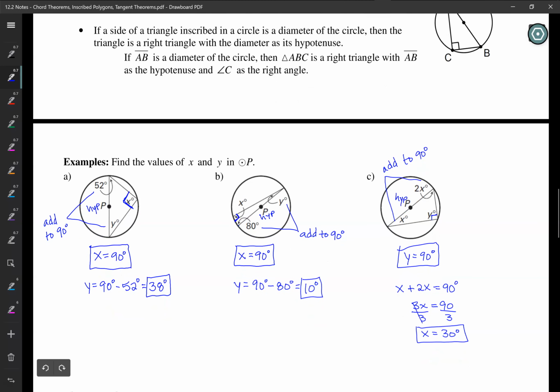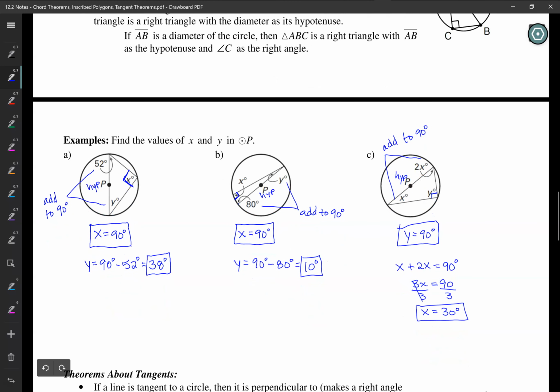And if you wanted 2x, 2x would be 2 times 30 degrees, which is 60 degrees. It didn't ask me for that, but I have a triangle that looks like this.